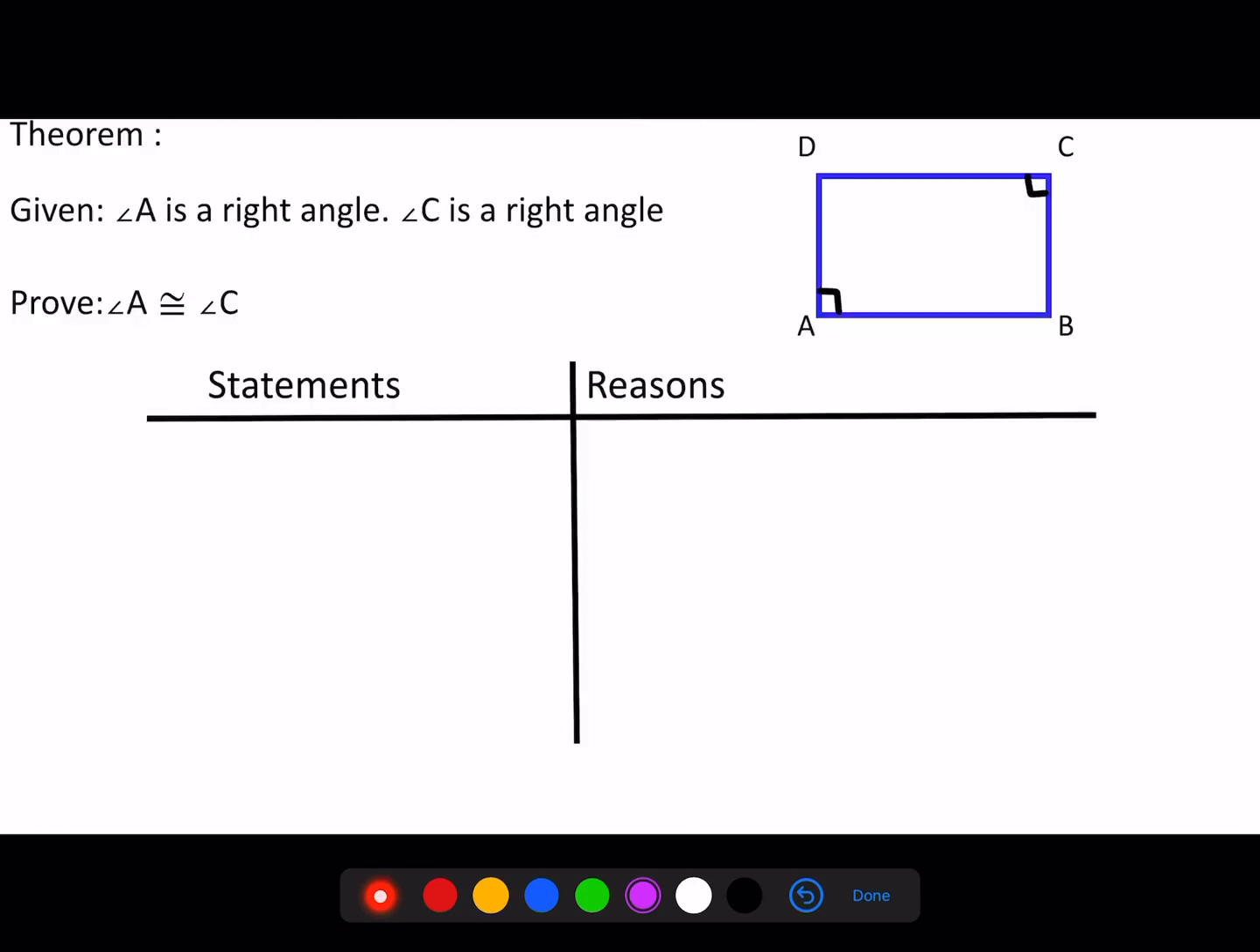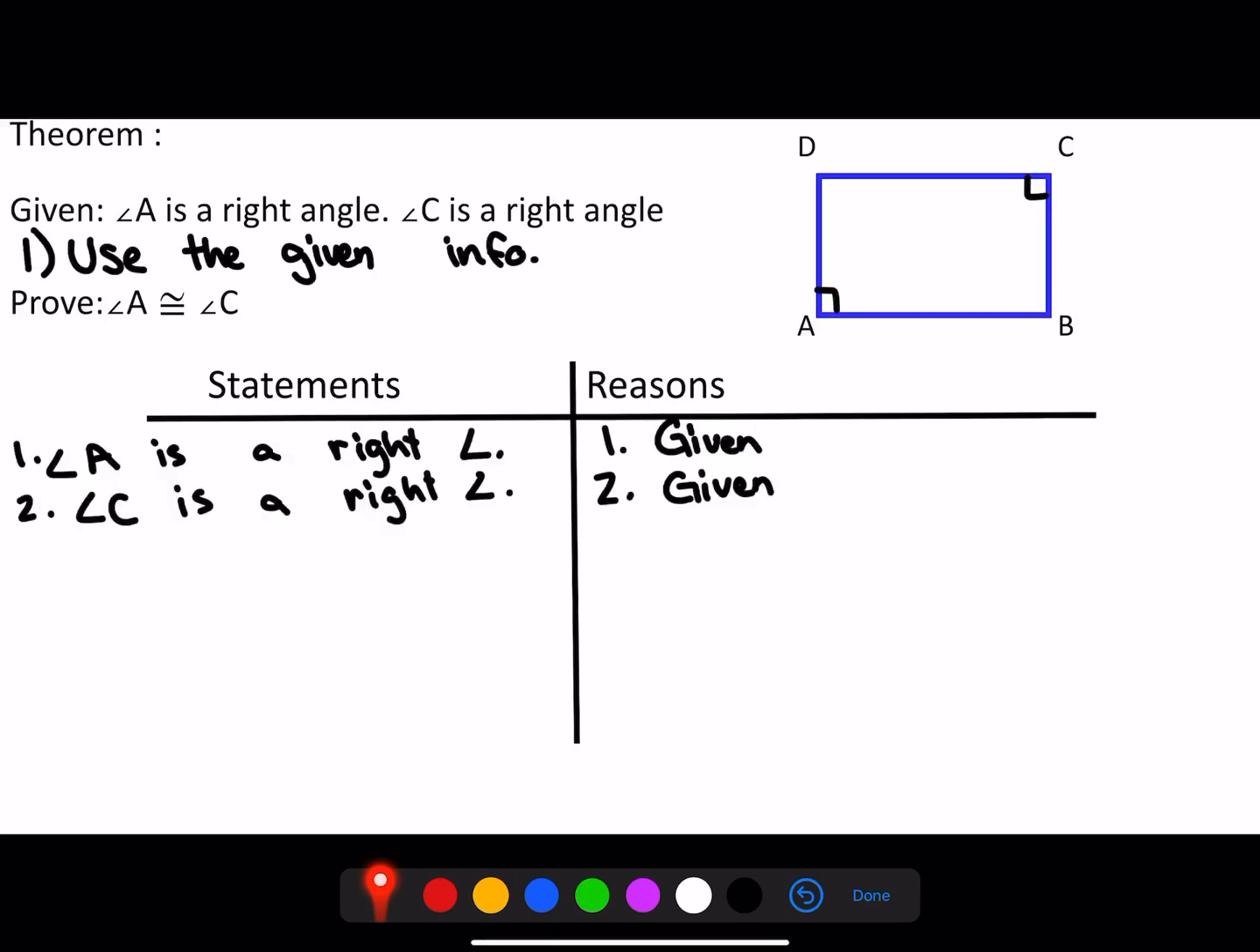So here is another one, and we're going to use our shortcut here. So go ahead and pause the video if you need to, try it out, and then we'll work on it together. Okay, so the first thing that we need to do is write our given information. So angle A is a right angle, and angle C is a right angle. I went ahead and I drew them in already, but we need to write them out as well. So angle A is a right angle, C is a right angle. Those are both given. Now, what does it mean to be a right angle? Well, it means to be 90 degrees. We know that for certain.